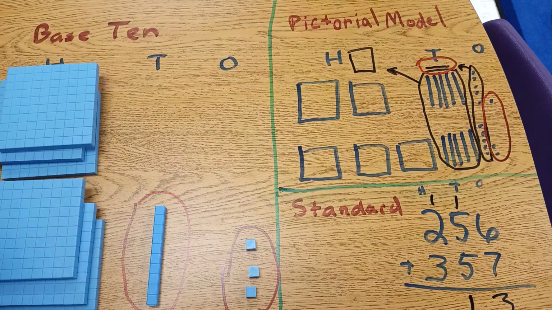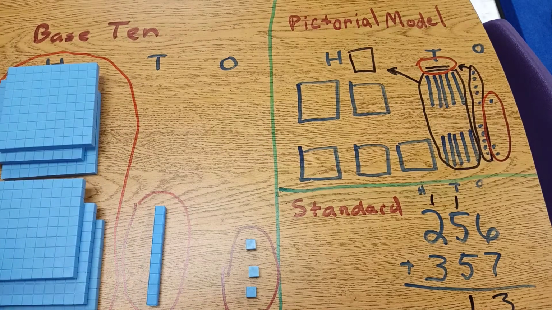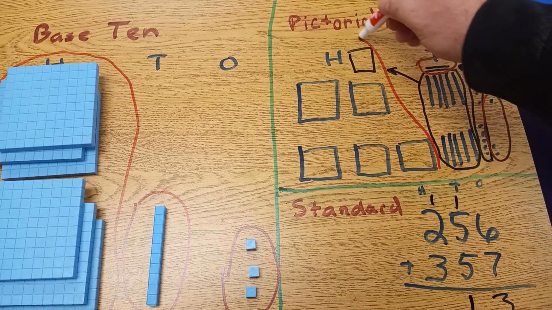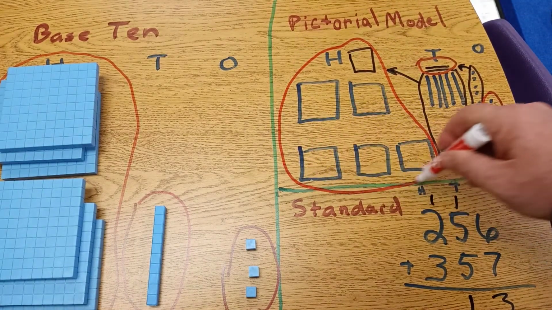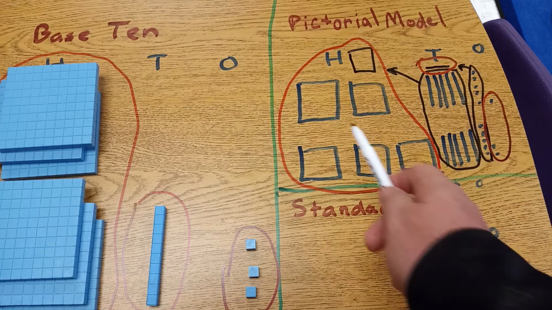in the hundreds place. Over here I have 600, and then 3 plus 2 plus 1 is 6. So when I add 256 plus 357, I have 613, standard way.